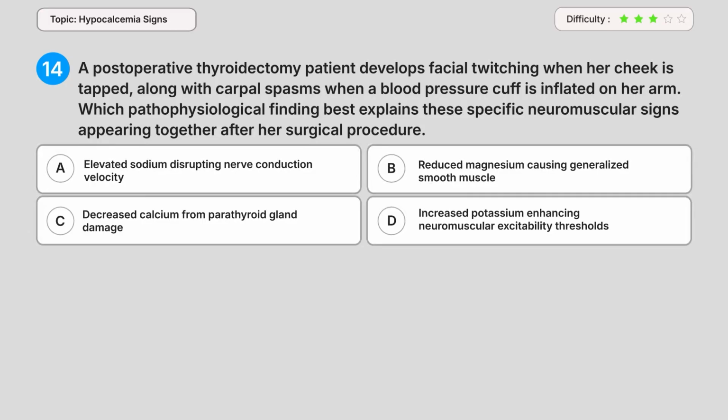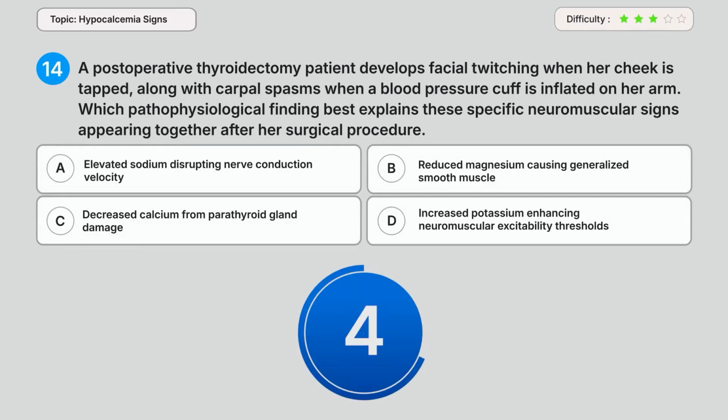A. Elevated sodium disrupting nerve conduction velocity. B. Reduced magnesium causing generalized smooth muscle. C. Decreased calcium from parathyroid gland damage. D. Increased potassium enhancing neuromuscular excitability thresholds. What do you think is the answer?